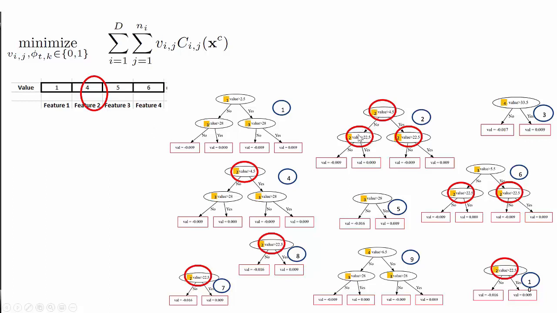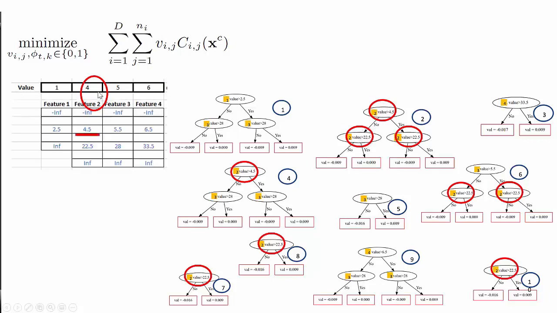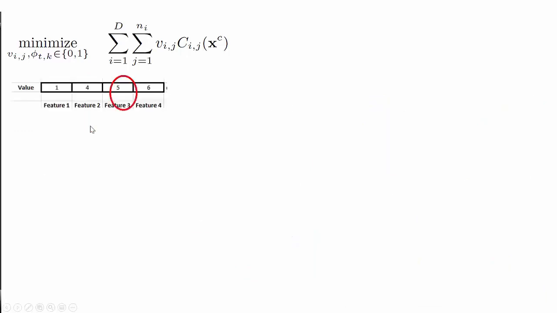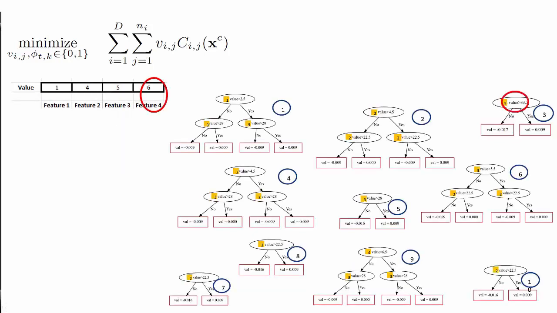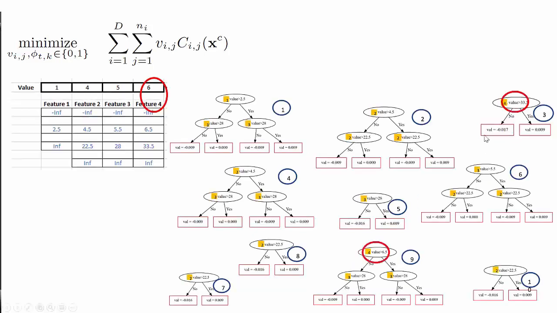Let's now bin the second feature. We look at the forest values which deal with the second feature, and we see that although it's been tackled many times, the values, if you look through all the red circles, are just at 4.5 or 22.5, which means that we bin the second feature as minus infinity to 4.5, above 4.5 to 22.5, and above 22.5 to plus infinity, which gives us the three bins for the second feature.